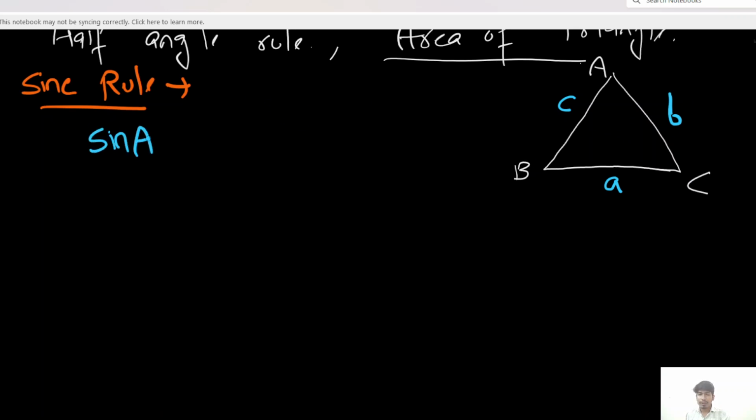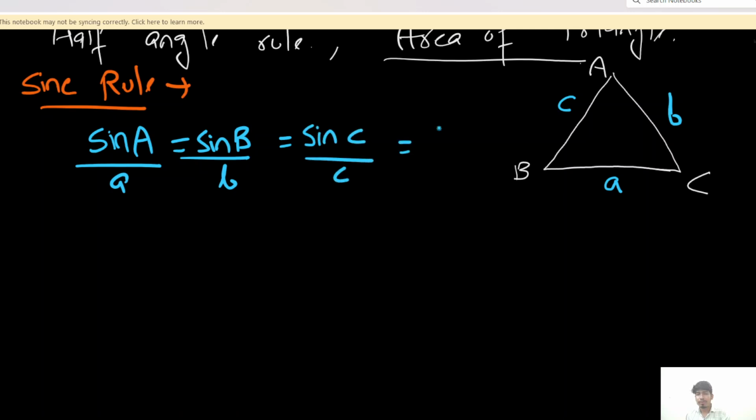Okay students, then what is sine rule? Sine A upon a is equal to sine B upon b is equal to sine C upon c, and this is 1 upon 2R. Okay, what is our R? R is the circumcentre of the triangle, and the distance of a vertex from the centre is R.